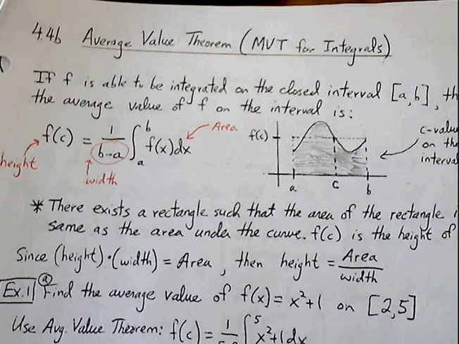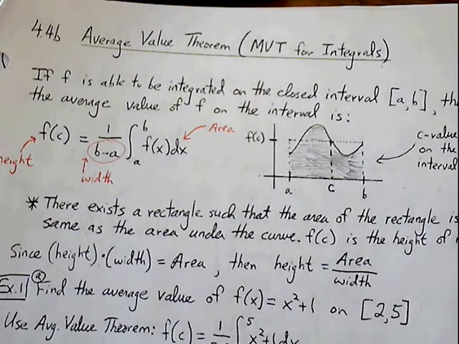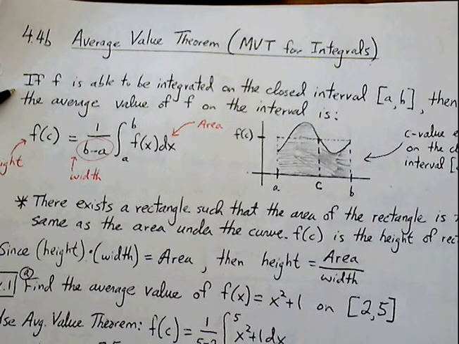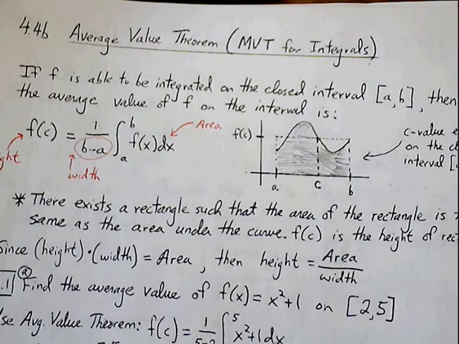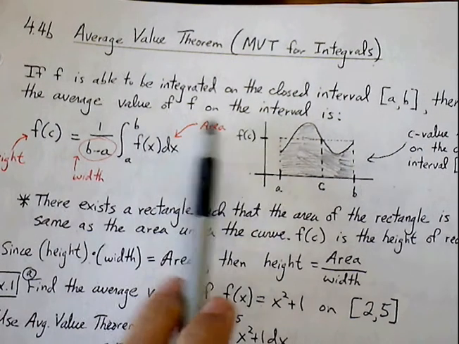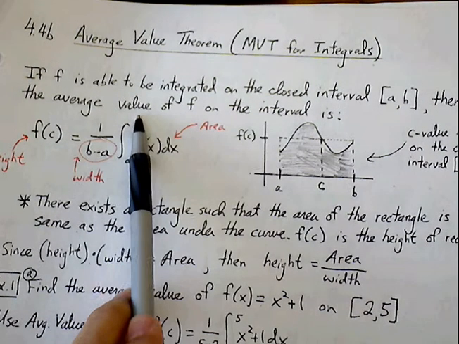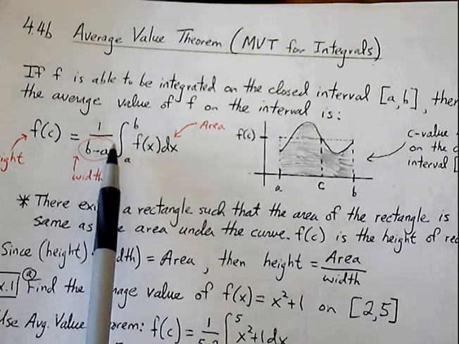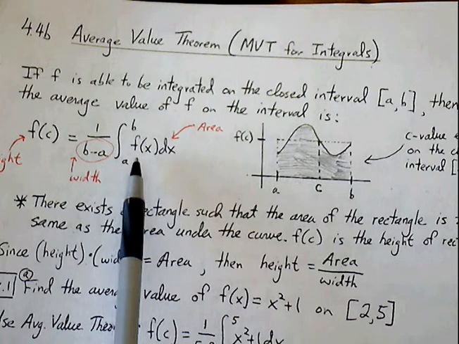These are notes for section 4.4b, average value theorem, which we can think of as the mean value theorem for integrals. So let me just read through the definition here. If our function is able to be integrated on the closed interval between a and b, then the average value of our function on the interval, think of average value as the average height, is equal to f of c, which is equal to 1 over b minus a, the definite integral of f of x dx from a to b.